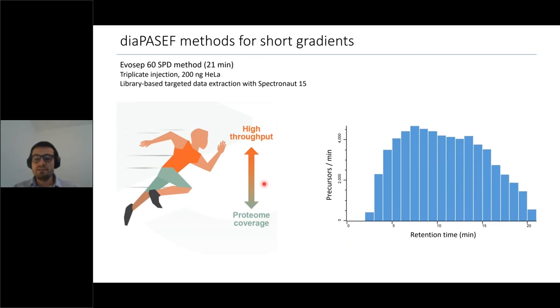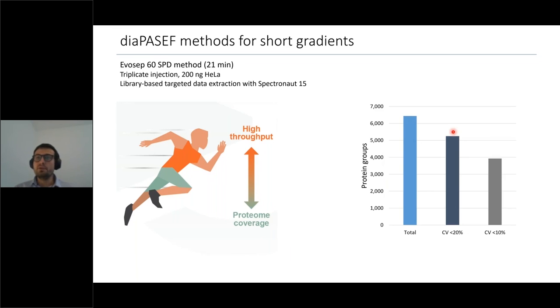So in the beginning, I showed this figure from the Evosep website, basically saying that you have the choice going from high throughput to high proteome coverage. And my goal was to convince you that nowadays you can actually get both. So using one of these optimized DIA passive methods shown before allows you to now accurately quantify over 4,000 precursors per minute, somewhere in the middle of the 21-minute gradient, which then turns into over 6,000 quantified proteins, which I think is something we would have only dreamed of just a few years ago.